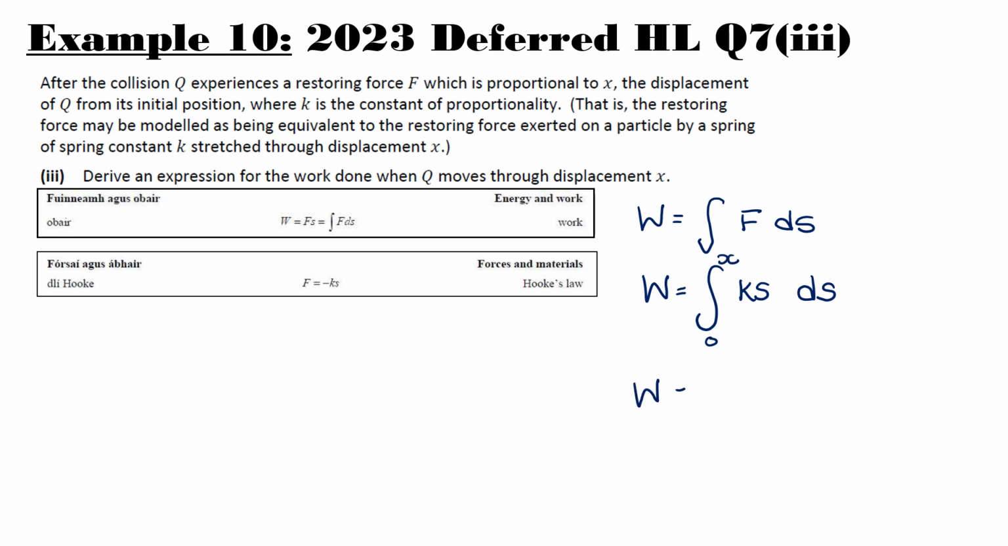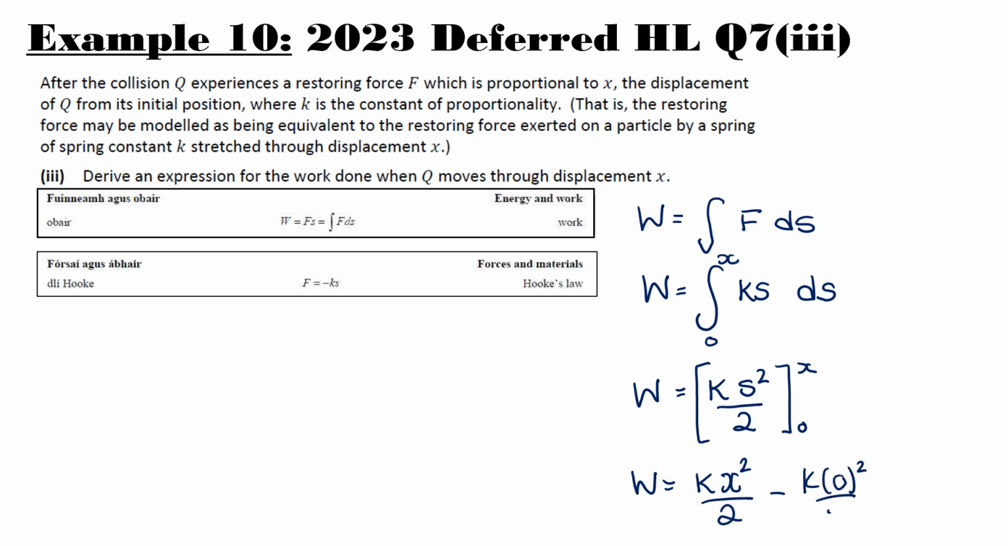So we get W is equal to Kx squared all over 2, and we evaluate that between 0 and x. So that is Kx squared over 2 minus K times 0 squared over 2. So work is equal to a half Kx squared, and that is measured in joules.